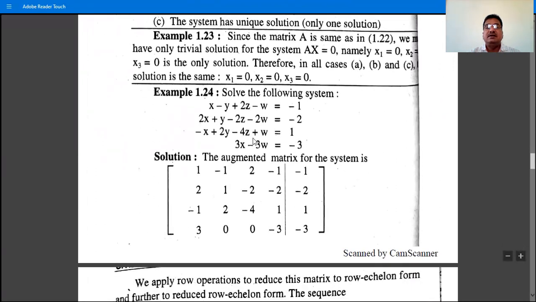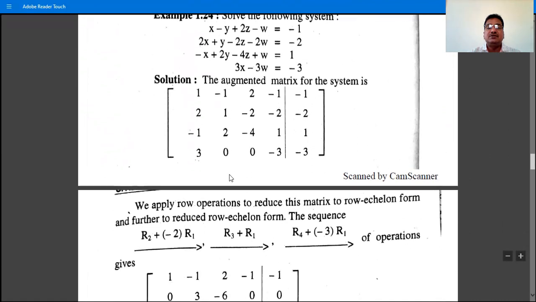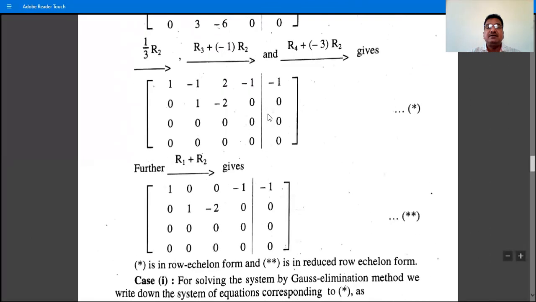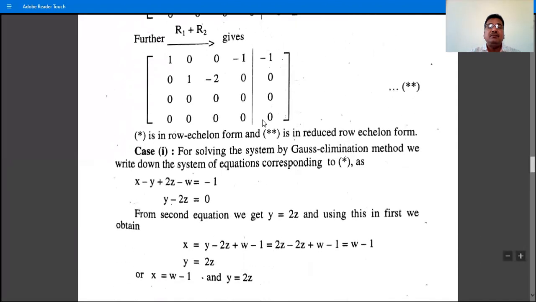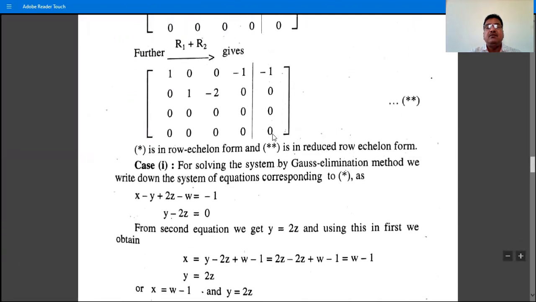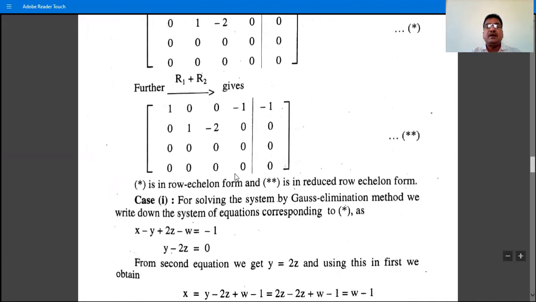Then this is the example: solve the system. We are given 4 equations and 4 unknowns. So consider the augmented matrix and reduce the matrix to echelon form. If you observe, this is the echelon form of the matrix. This is the row echelon form or echelon form, and this is the reduced row echelon form.